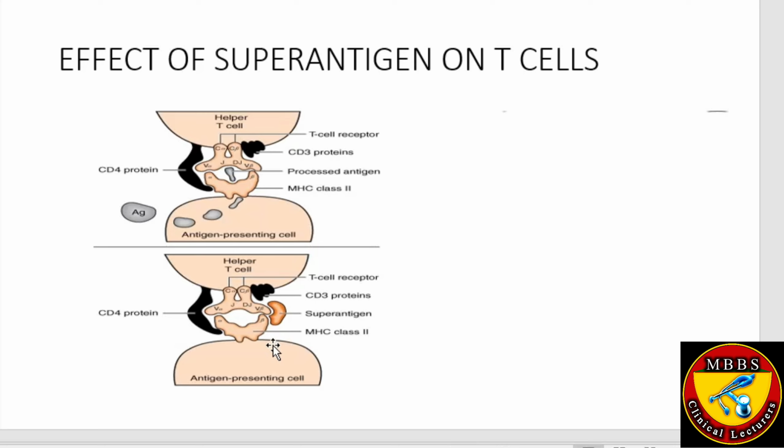So this is all about the cellular arm of the adaptive immunity. In the next section, we will discuss the humoral arm of the adaptive immunity.